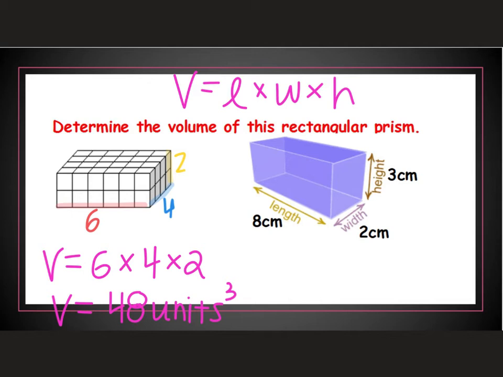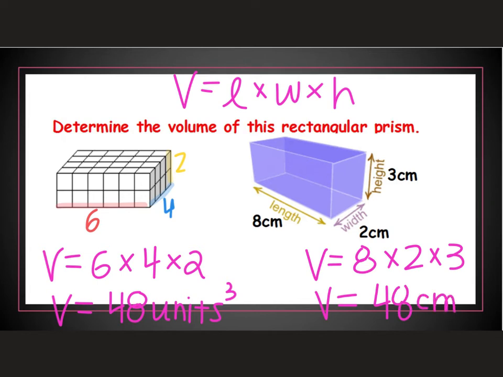Let's take a look at the second one. We don't have to do any counting. They give us our length, width, and height. So all we have to do is plug it into our formula. Volume equals length, which was 8, times width, which is 2, times height, which is 3. When we do this, plug it into our calculator. 8 times 2 is 16. 16 times 3 is 48. So we get 48, and this time they did give us units of centimeters. And then don't forget our little cubed in the corner.